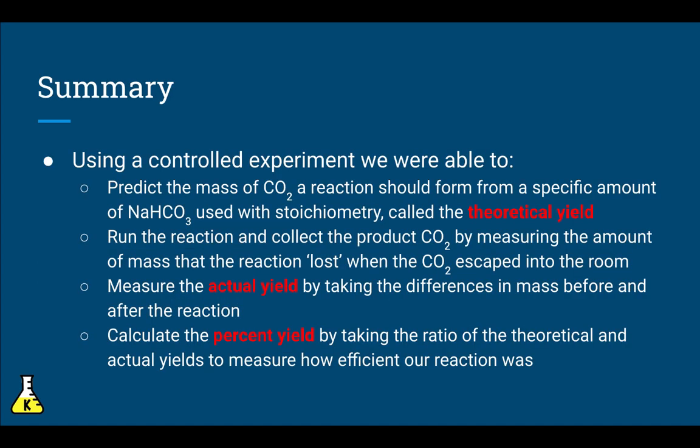So that's pretty much it, ladies and gentlemen. We were able to, in this experiment, using a controlled experiment, do a couple of different things. We were able to use stoichiometry to predict the mass of carbon dioxide a reaction should form based on a specific amount of sodium bicarbonate, and this is called our theoretical yield. We were then able to run the reaction and collect data that related to how much mass the reactants had and how much mass the products had to allow us to determine the mass, quote-unquote, lost when the CO2 escaped into the room. This is what allowed us to measure the actual yield by taking the difference in the masses before and after the reaction, and then ultimately we were able to calculate the percent yield of our reaction as a ratio of the actual to theoretical yield to determine how efficient our reaction process was.